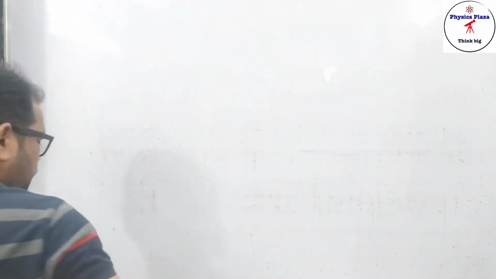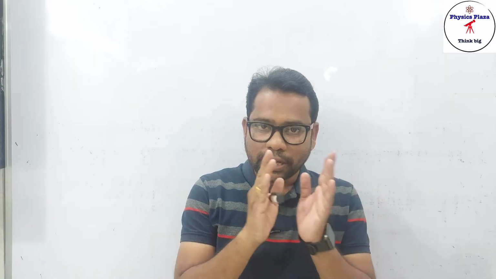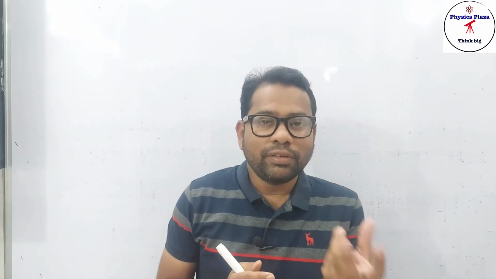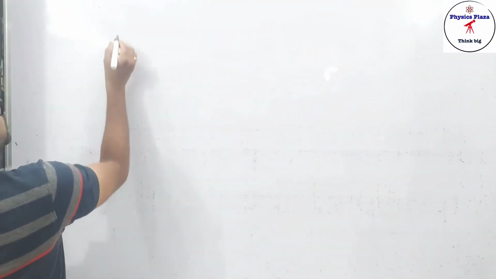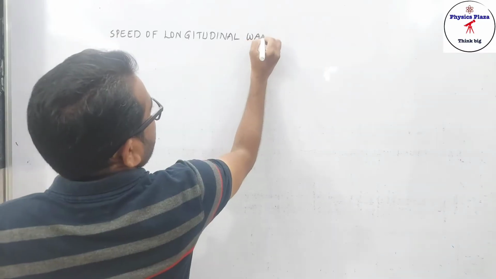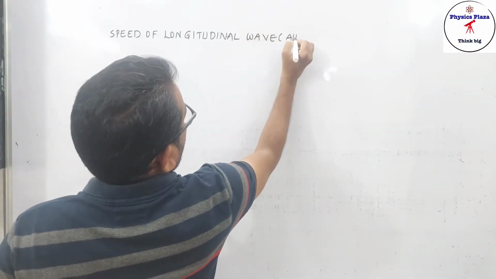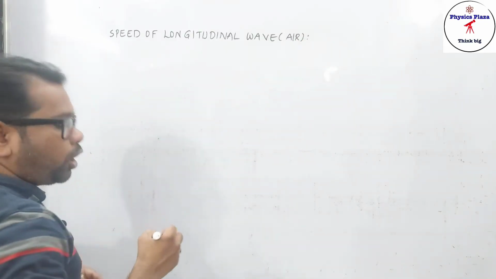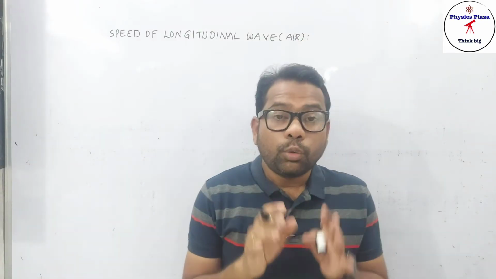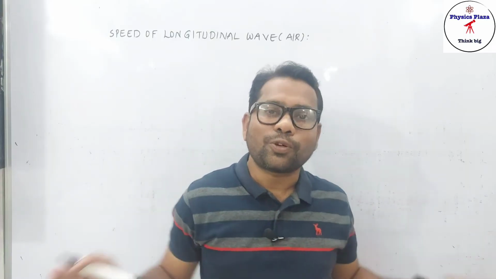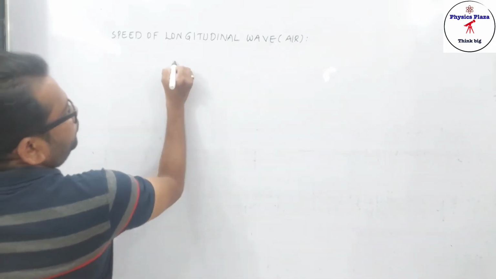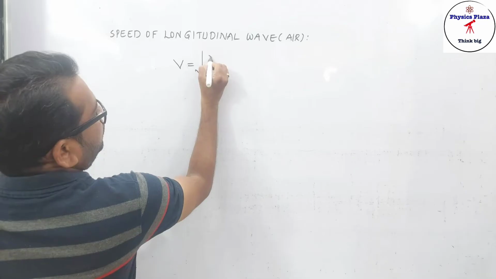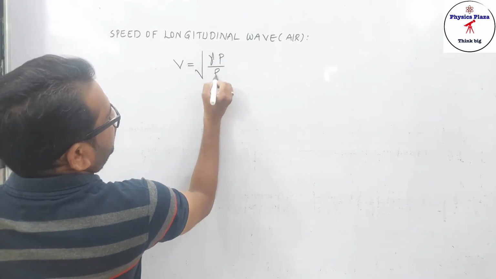Children, now we will discuss the speed of a longitudinal wave in air. How do we calculate the speed of the longitudinal wave? A longitudinal wave in air is nothing but sound. So it is the speed of sound in air, strictly we are talking about air only. Whenever a longitudinal wave propagates through air, there won't be any change in heat. So heat remains constant, there is no exchange of heat. Okay, fine. So this can be given by V is equal to square root of gamma P by rho.